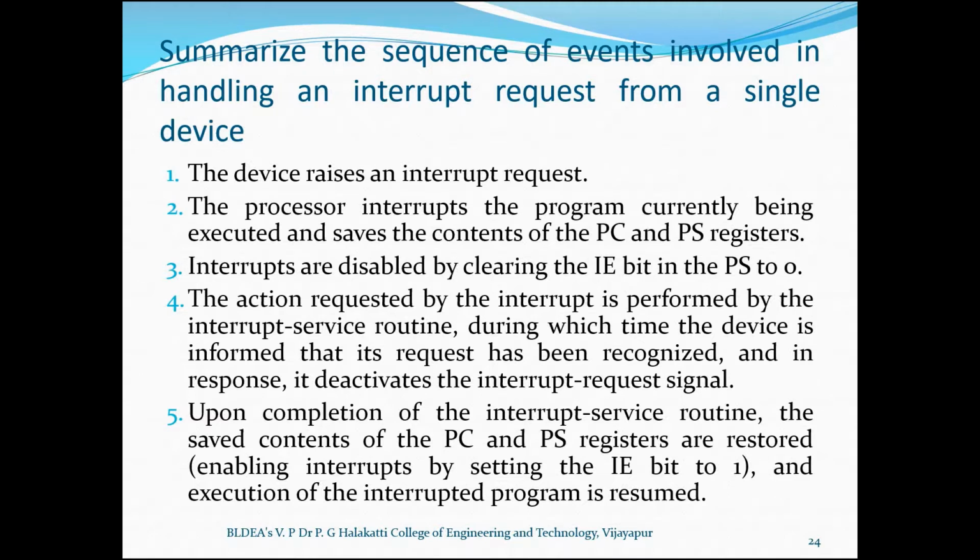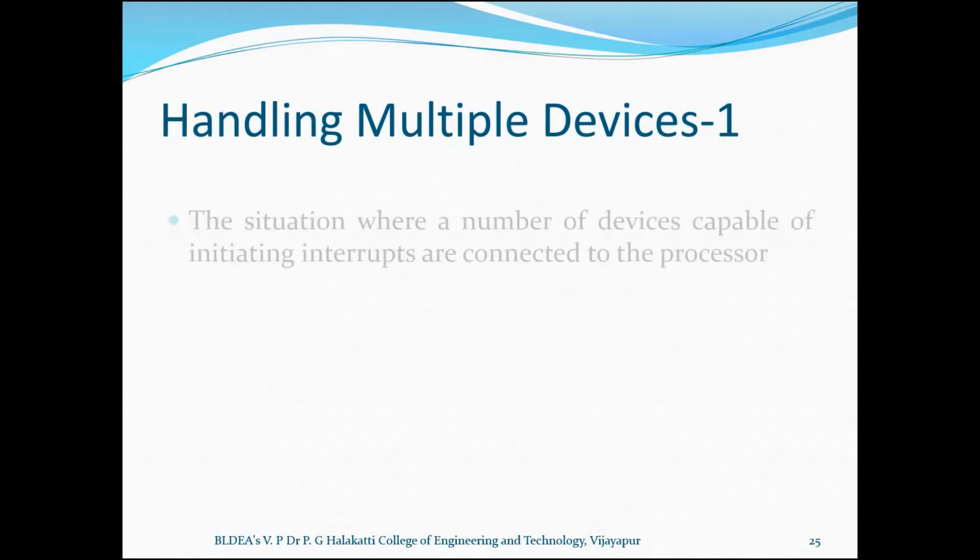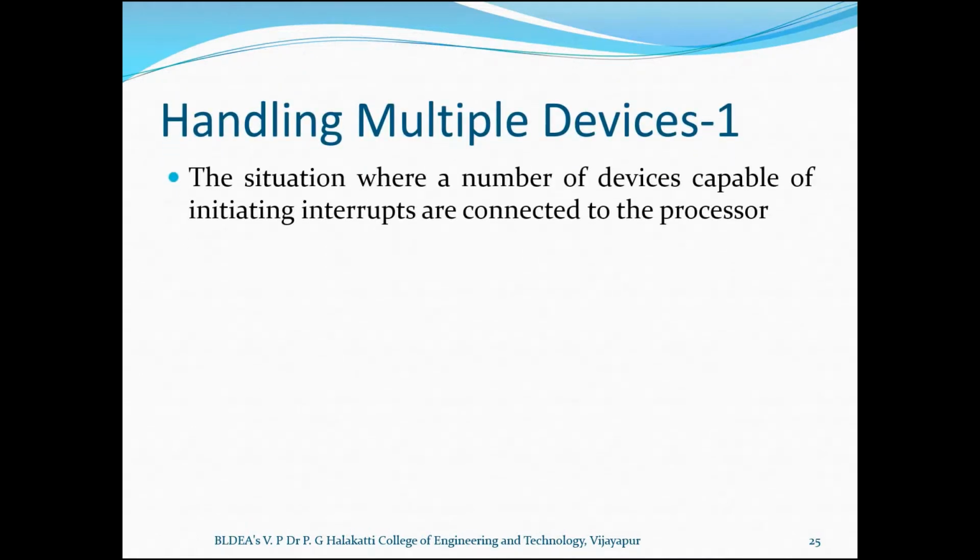Upon completion of the interrupt service routine, the saved content of the PC and PS registers are restored and execution of the interrupted program is resumed. That is, the interrupt enable bit is made 1. So this is a summary of how an interrupt occurs and how it will be executed. Now let's see handling multiple devices.